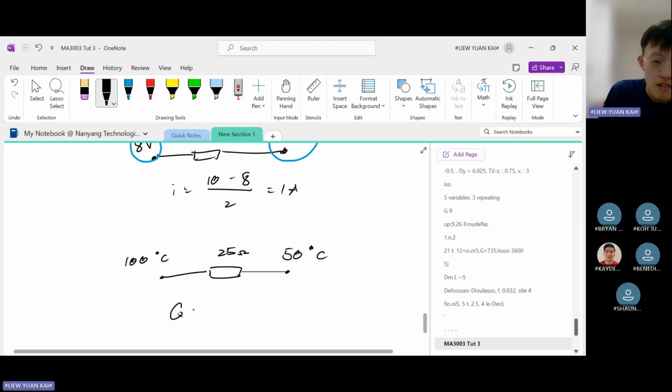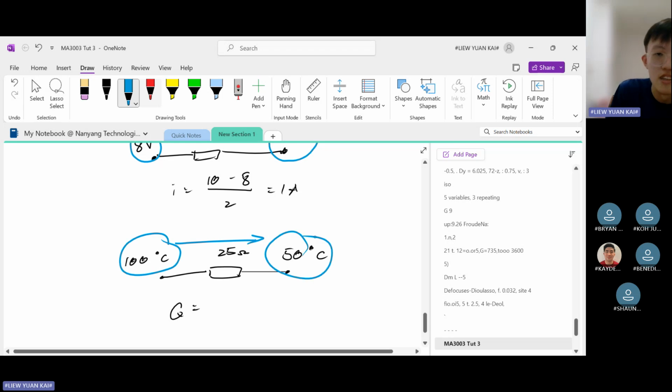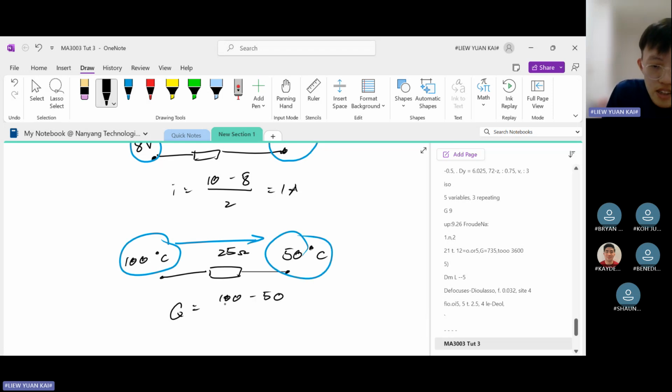So the Q is given by the difference in temperature. So let's say the heat flows from here to here. So it starts from here, it ends here. So 100 minus 50 divided by the thermal resistance, so 25. Okay, for example, something like that. So 100 minus 50 is 50. 50 divided by 25 is 2.